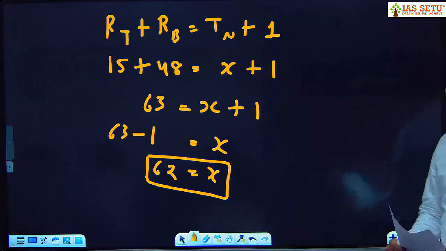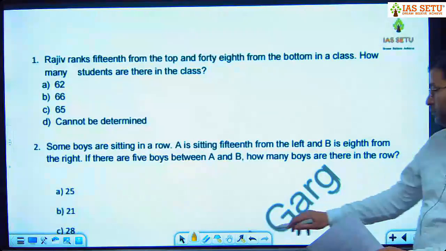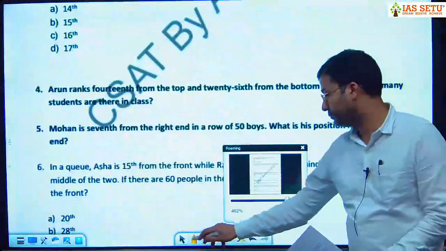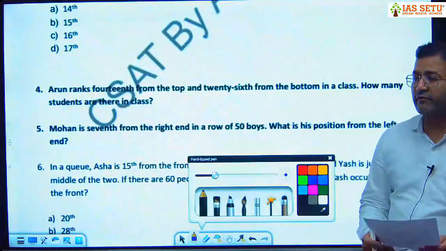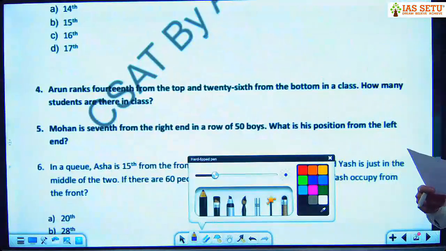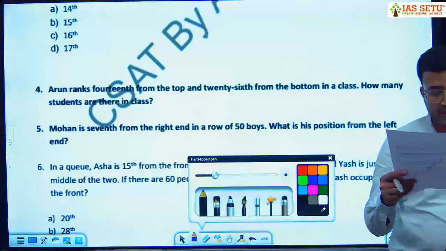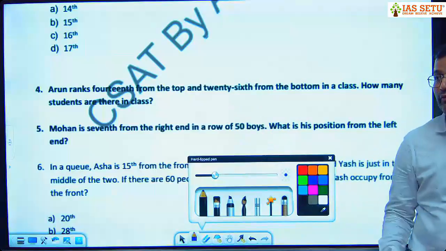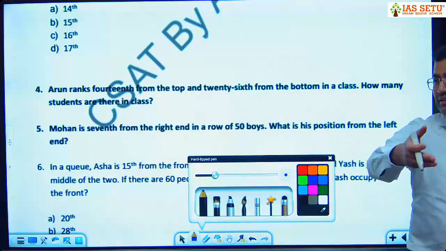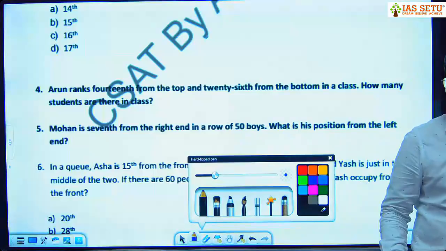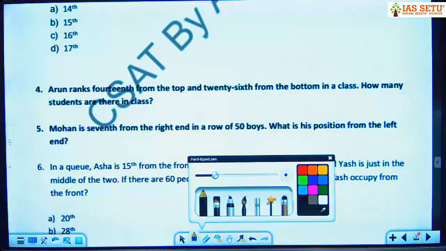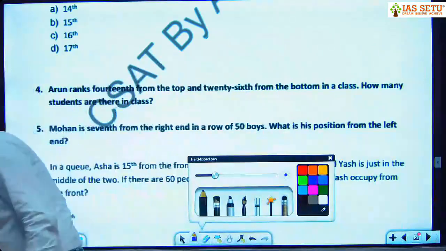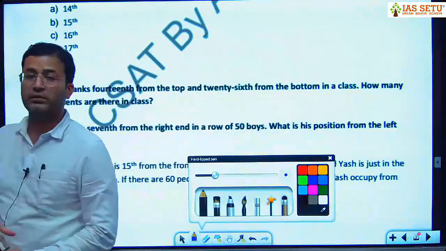Question number 4. Arun ranked 14 from the top and 26 from the bottom in a class. How many students are there in the class? First you try this question, question number 4. उसको भेजना देखना, जिसको हैंड आउट नहीं मिला दे देंगे. सबको हैंड आउट मिल गया? All of you got the handout? You have not got the handout. एक तो इनको नहीं मिला.